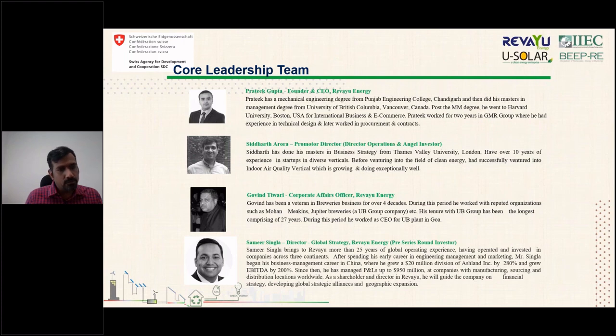And the fourth is Mr. Sameer Singla, who is basically the investor who has invested in the company. He's based out of US, and he invests through his company's venture fund. He invests into sustainable startups.